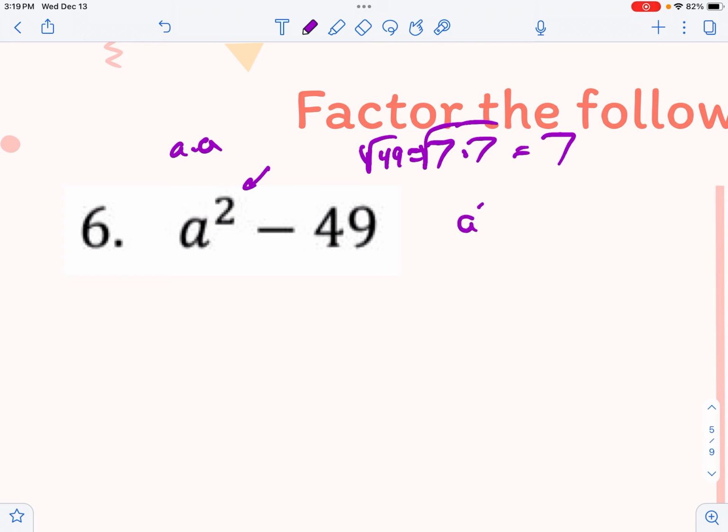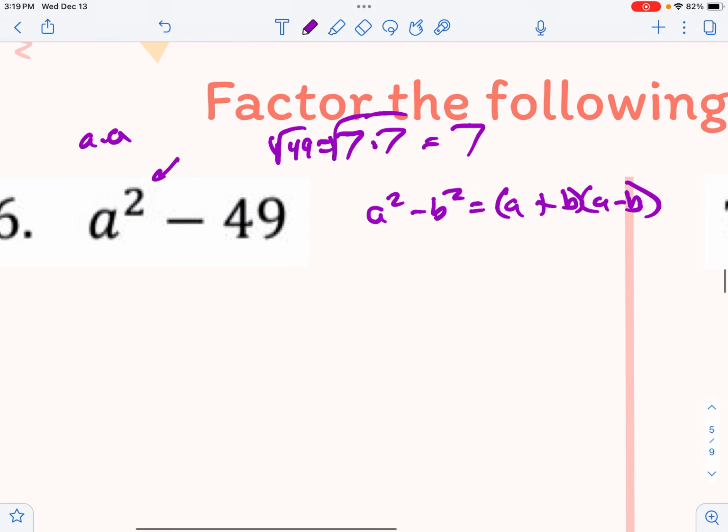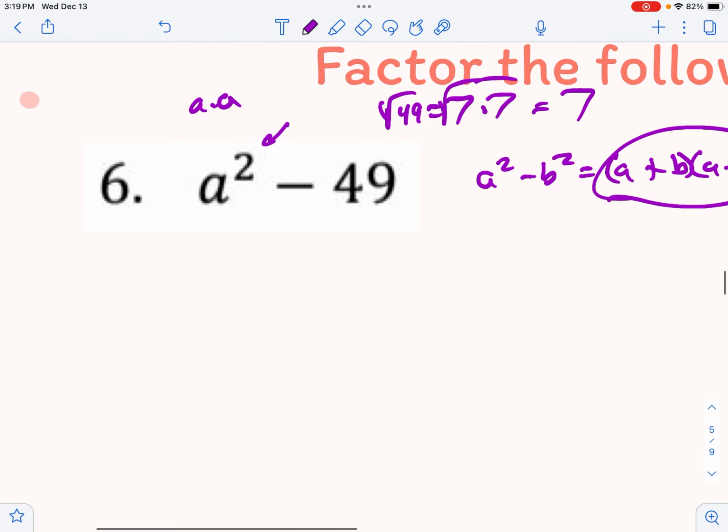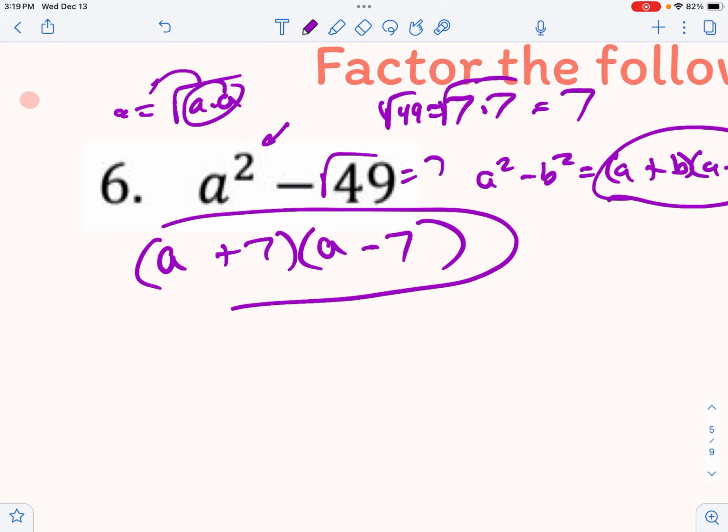The formula for a squared minus b squared is just this. A and a, b and b, plus and minus. So now we're taking the square root, not the cube root. This is going to be my factored answer. So, hey, what's the square root of a squared? Well, that's just a. So this is a and this is a. What's the square root of 49? Well, that's 7. So it's plus 7 and minus 7. That's how you factor difference of perfect squares.